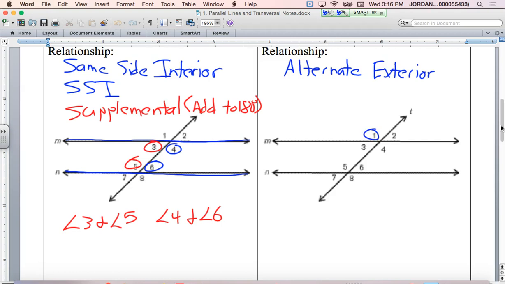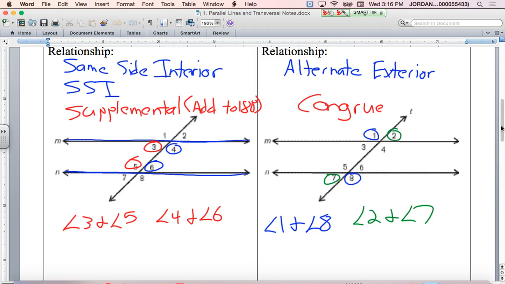Well, which one is on the alternate side of the transversal? 8 is. 7's over here on the same side with 1, but 8's on the alternate side. So angle 1 and angle 8 are alternate exterior. And then the other pair of alternate exterior are 2 and 7. So those are the two pairs of alternate exterior angles that we have. And alternate exterior angles are always going to be congruent, which means the exact same value.